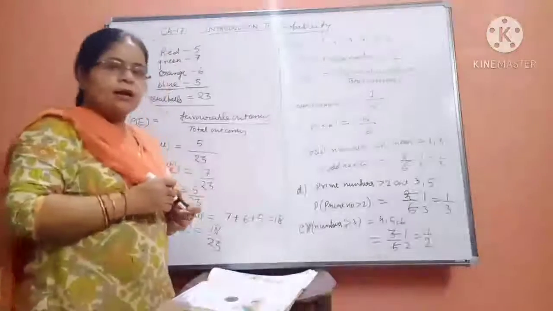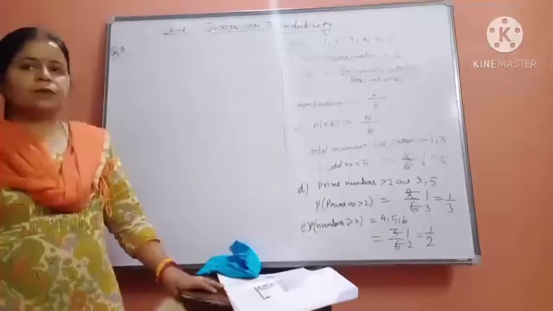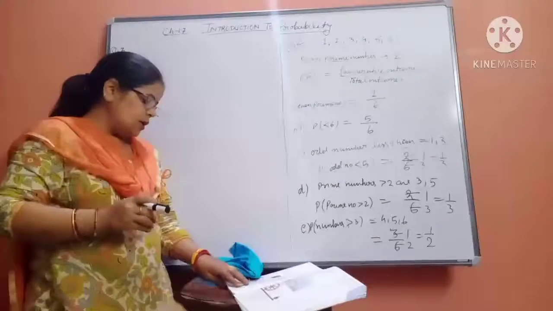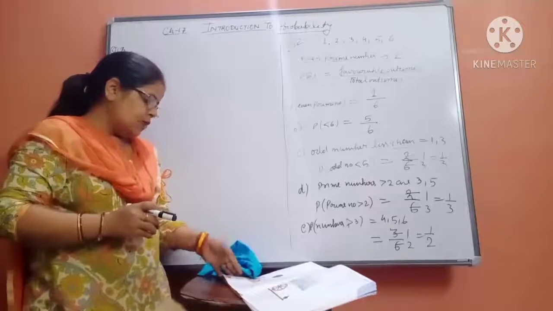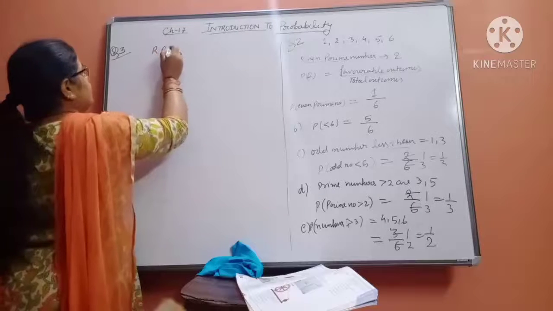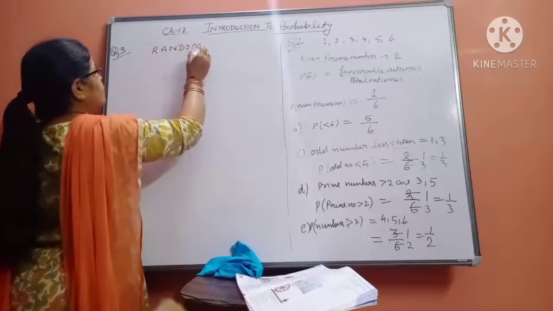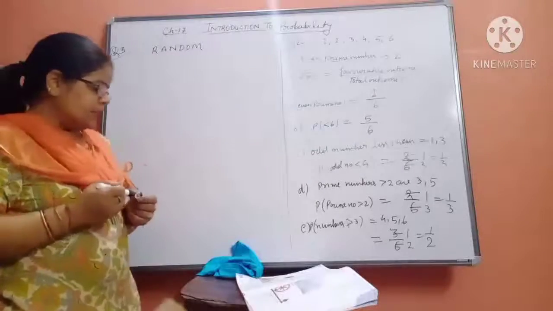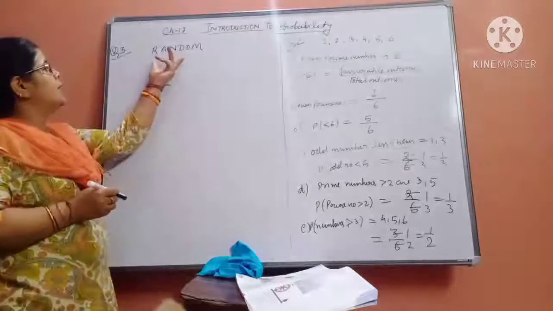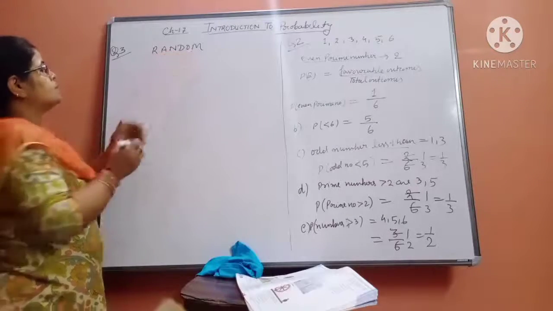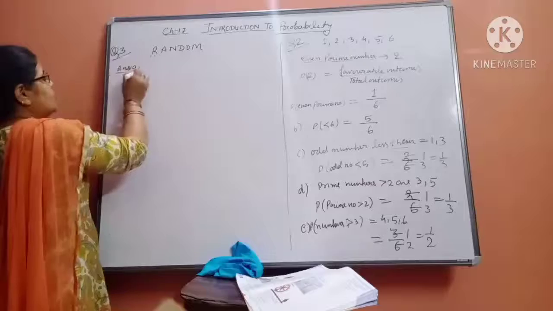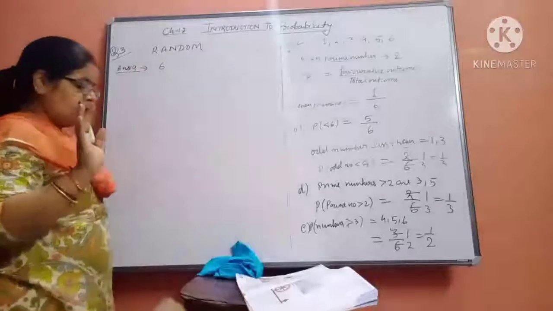Now we are coming to the third question of the exercise. See, beta, question number 3 is that the letters of the word RANDOM are placed in a bag and one letter is taken out. Which letters are placed in the bag? RANDOM. How many outcomes are possible? In RANDOM, how many letters are there? 1, 2, 3, 4, 5, 6. So answer A is, how many possibilities are there? 6. So it will be your first answer.